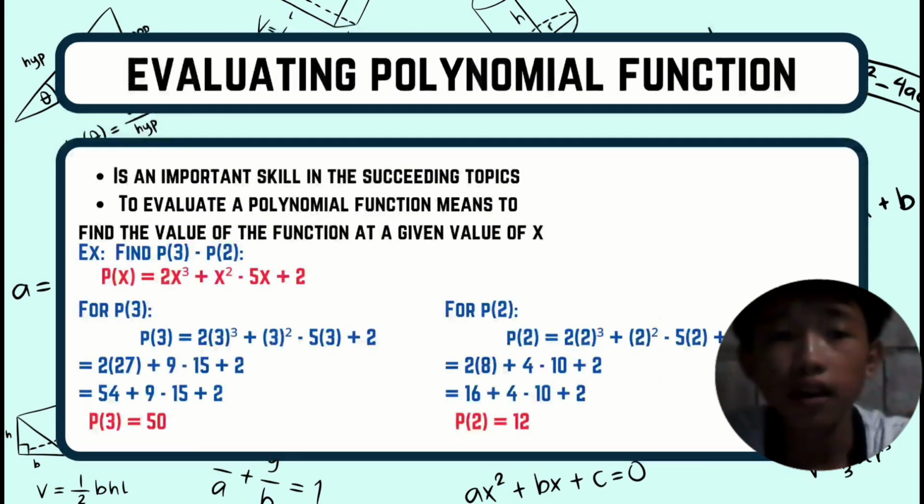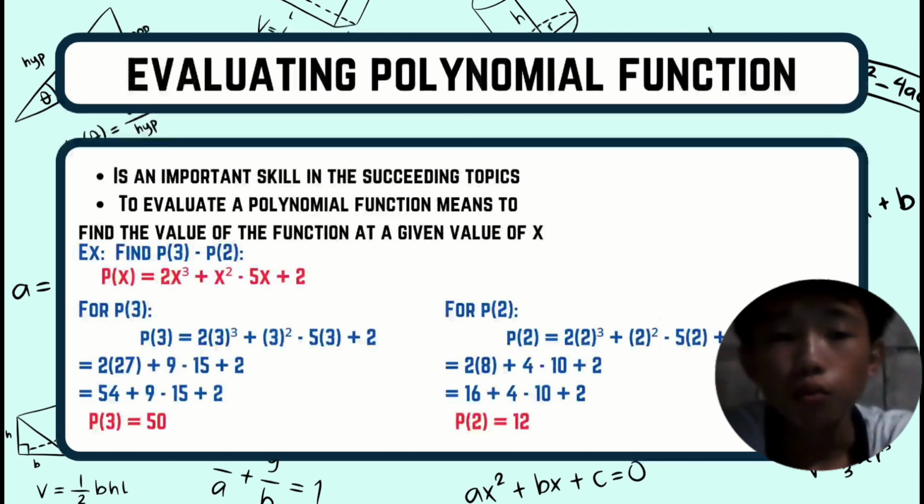Evaluating a polynomial function is an important skill in the succeeding topics. To evaluate a polynomial function means to find the value of the function at a given value of x. Now, let's look at the example below. Let's say we have the function P(x) is equal to 2x raised to the 3rd power plus x raised to the second power minus 5x plus 2. To find P(3), we replace all the x with 3 and calculate.